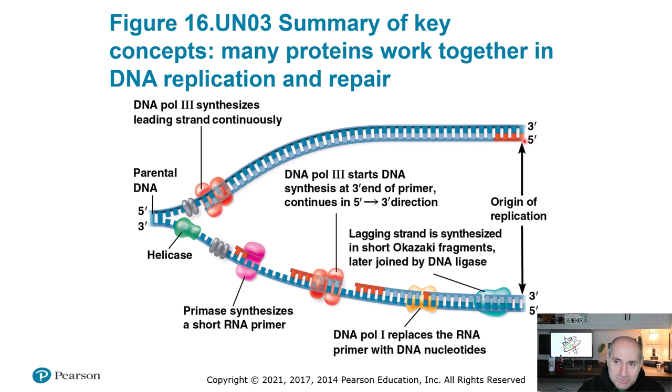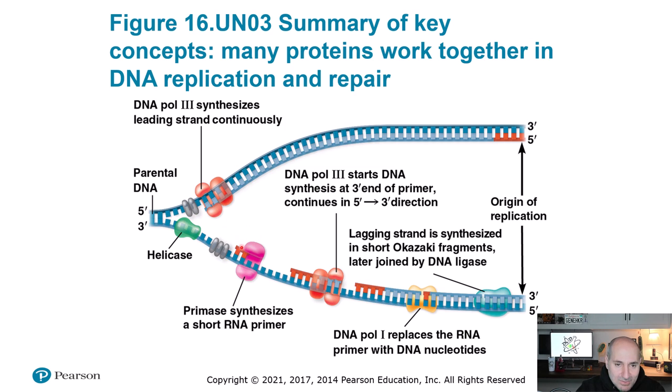So in red, it puts down a short RNA primer, and then RNA polymerase, aka primase, can leave, allowing DNA polymerase 3 to attach and have something to build off of. It then builds towards the replication fork. Notice that we're building 5' towards 3' here. And that DNA polymerase 3 synthesizes the leading strand continuously. Remember what that means? The more helicase unwinds, the more this DNA polymerase 3 can copy.